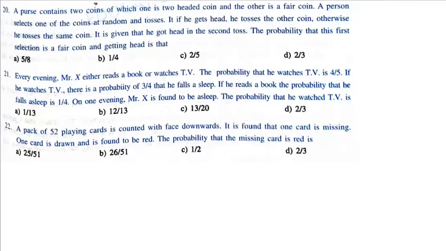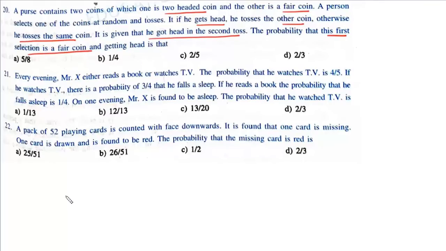Now here the question is a purse contains 2 coins of which one is a two-headed coin and the other one is a fair coin. A person selects one of the coins at random and tosses. If he gets heads, he tosses the other coin. Otherwise, he tosses the same coin. It is given that he got head in the second toss. Find the probability that this first selection is a fair coin and getting heads is which of the following.